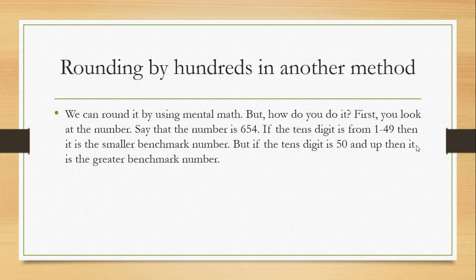Rounding by hundreds, another method. We can round it by using mental math. But how do you do it? First, you look at the number. Say that the number is 654. If the tens digit is from 1 to 49, then it is the smaller benchmark number. But if the tens digit is 50 and up, then it is the greater benchmark number.